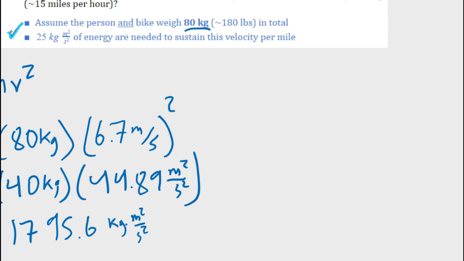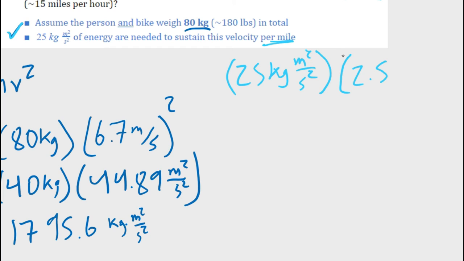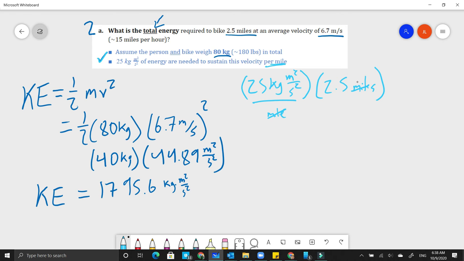So I'm going to go ahead and write that there is 25 kg m squared over s squared. This is telling us this is some quantity of energy needed to sustain this velocity per mile. So this is all for 1 mile. It's now just a matter of multiplying by the quantity of miles that we have, right? I'm just going to write it here, but you can imagine that this is all per mile, right? And this would be 2.5 miles. Let me go ahead and write that explicitly here. 2.5 miles. Which means that these will cancel out. That's why we multiply, so that these cancel out.